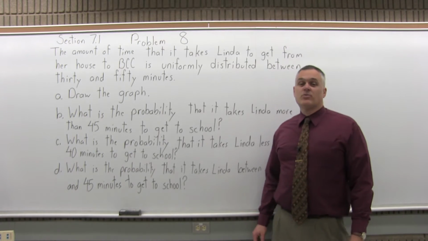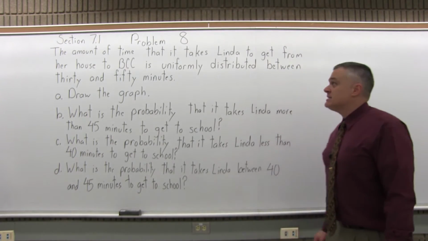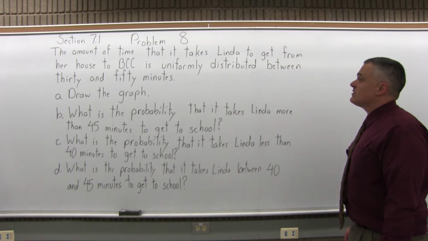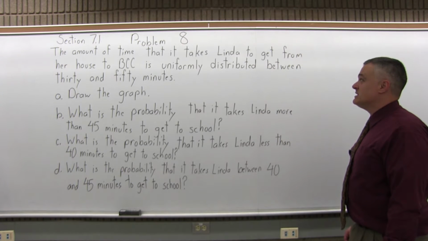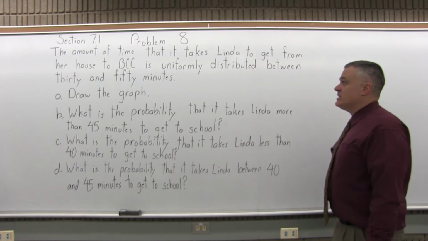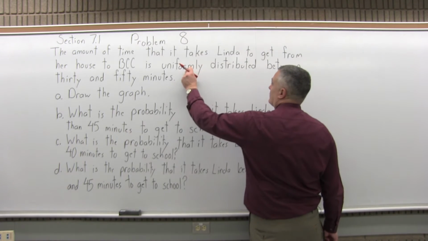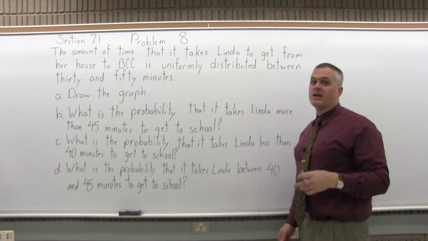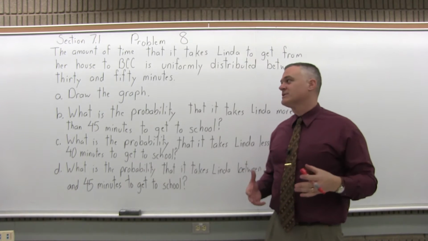This is Section 7.1, Problem number 8. It says the amount of time that it takes Linda to get from her house to BCC is uniformly distributed between 30 and 50 minutes. So part A is draw the graph. Because the question says uniformly, the graph will be some type of rectangle. All uniform probability, the graph is a rectangle.